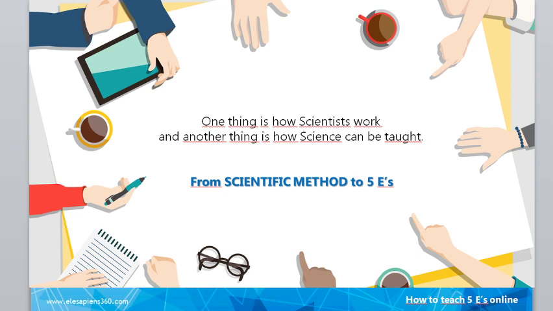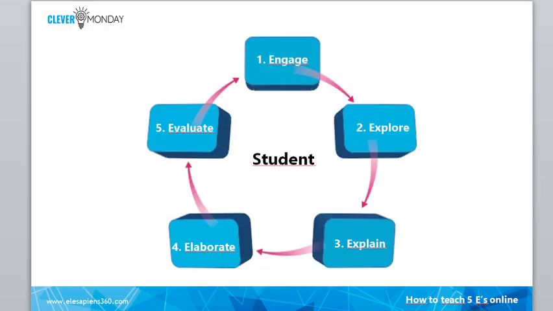So we have to transform the scientific method into something edible for students, into 5 E's. And this is the matter of the introduction of today's webinar, right? The first step in the 5 E's is going to be engage. The second one will be explore. The third one will be explain. The fourth one, elaborate. And fifth, evaluate.